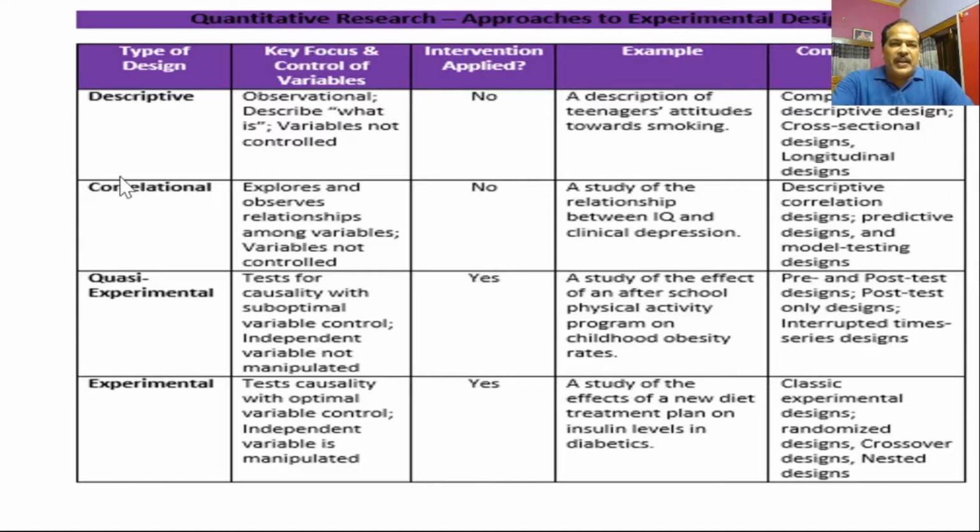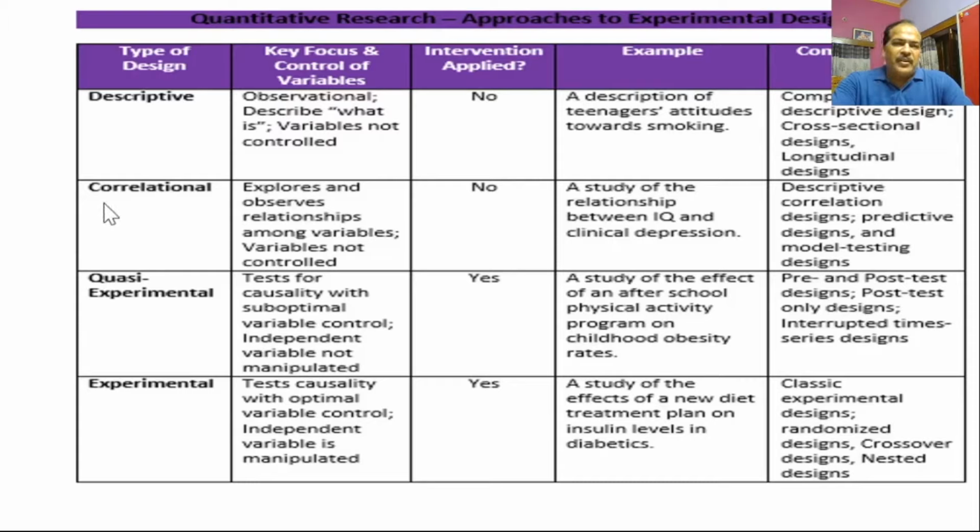The type of design and what type of quantitative methods can be used in a particular type of research design. For example, if the type of design is descriptive, in that case the focus will be on the observation: what the variables are, and which variables are controlled or not controlled. Here the common study designs are the comparative descriptive design, cross-sectional design, and longitudinal design.